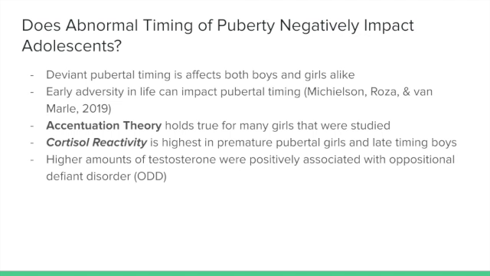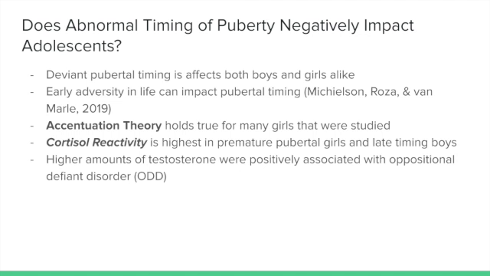And these authors found that the accentuation theory holds true for many of these girls that were studied. So the accentuation theory, just to give you a little quote here, they say, quote, transitional stress at puberty onset tends to accentuate previous emotional and behavioral difficulties. So it's kind of a little bit of a doom cycle here.